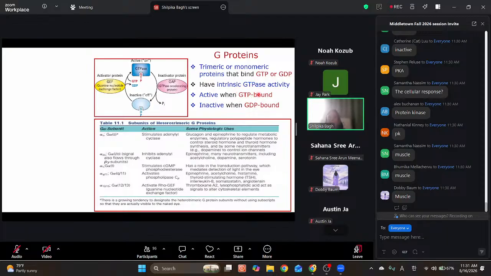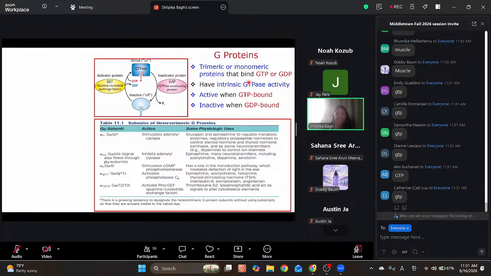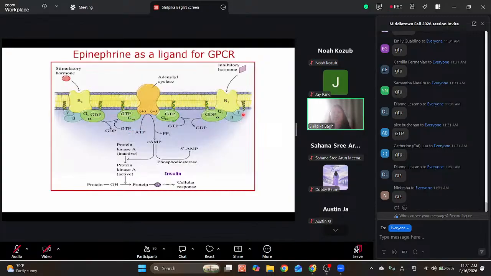Either one of them, when active, they are bound to GTP. Who else is bound to GTP and active? Who else is also active and bound to GTP? RAS. Absolutely wonderful. Either when you connect more within the lectures, or you connect between two lectures, better grades.